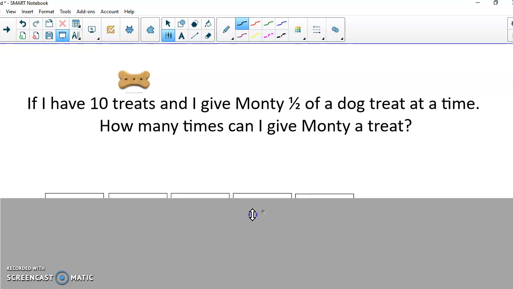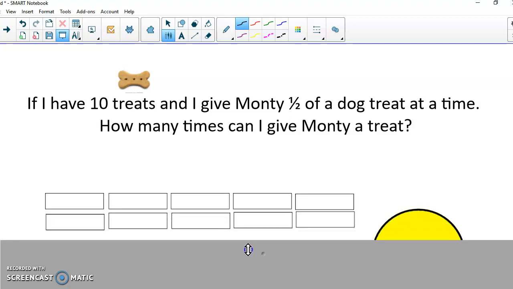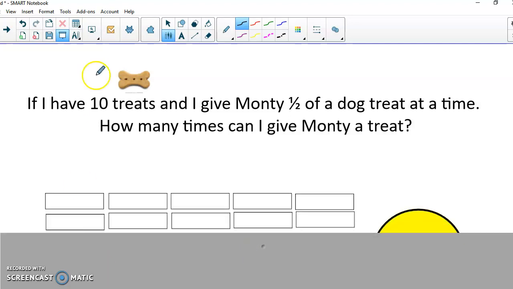Okay, so I'm sure you have 10 boxes. Again, we want to make sure we label. Each of these boxes represents one treat, one full treat. And what do I know about the treats that I give Monty? Well, I know I cut them in half. So I have to go and cut each of my boxes in half.